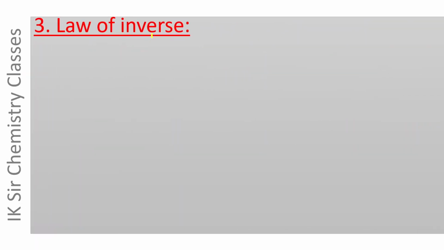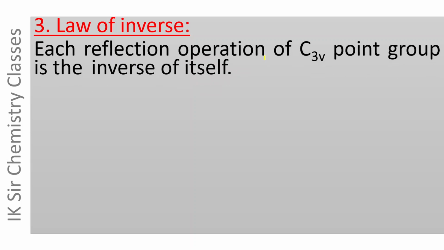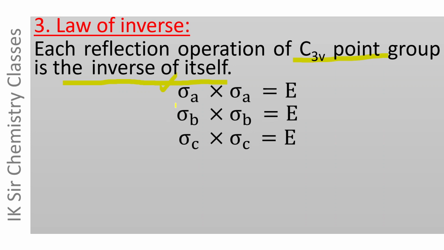Law of inverse. Each reflection operation of C3v point group is the inverse of itself. It means if any reflection operation is multiplied by itself, we get identity operation. Sigma A multiplied by sigma A is equal to E, sigma B multiplied by sigma B is equal to E, and sigma C multiplied by sigma C is equal to E. It means each plane of symmetry is inverse of itself.